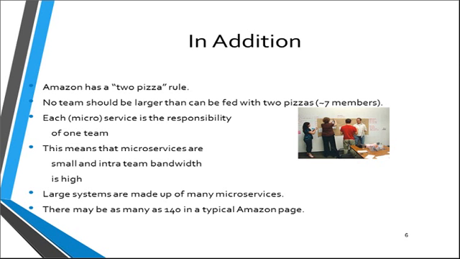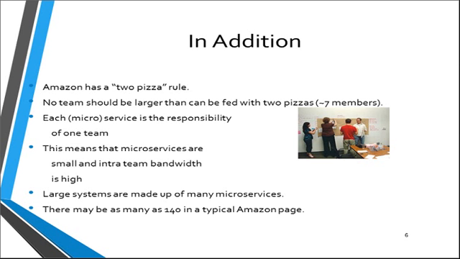So also Amazon has the two pizza rule. So the team should be no larger than can be fed with two pizzas. It's around 7. Each microservice is the responsibility of one team. A team can manage multiple microservices, but each microservice belongs to only one team. And this means that the services are small. If you have a 7-person team, they're not going to build a 200,000 line service very quickly. It also means that intra-team, within the team, the bandwidth is high because there are a small number of people and they can coordinate quite easily and quite closely.